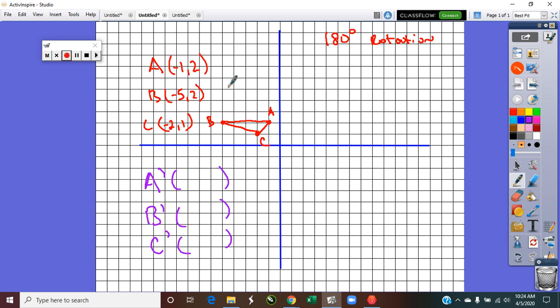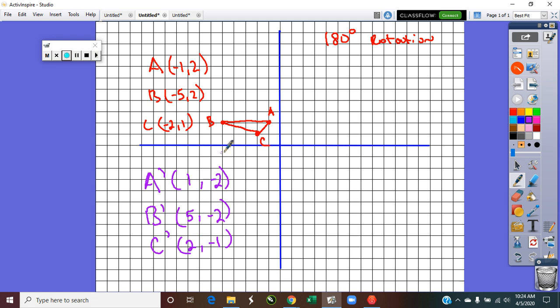Okay, so if I have opposites, -1 becomes what? 1, and the opposite of +2 becomes -2. Then the new B, the opposite of -5 is 5. The opposite of 2 is -2. C, the opposite of -2 is 2, and the opposite of 1 is -1.